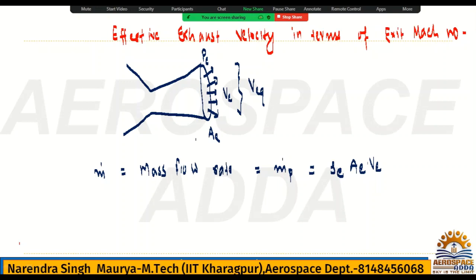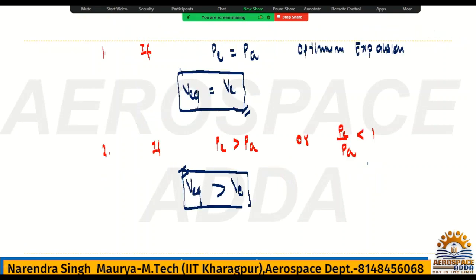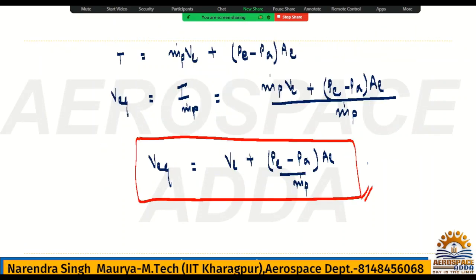Now you have seen that formula. Check this one. This is what V equivalent is equal to: VE plus (PE minus PA) divided by m dot P into AE. Okay, you can write this.